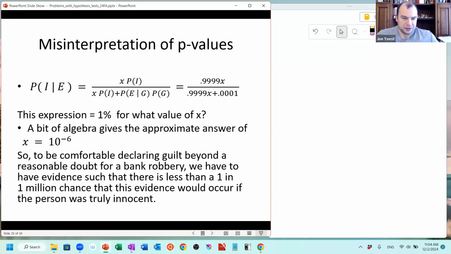And this is the calculation that we want to do. We want to set this equal to 1% and solve it for x. And we get approximately 1 in a million. So in a reasonably sized city like Pittsburgh, basically your circumstantial evidence has to be strong enough that they're the only person in the city that fits all of that circumstantial evidence.